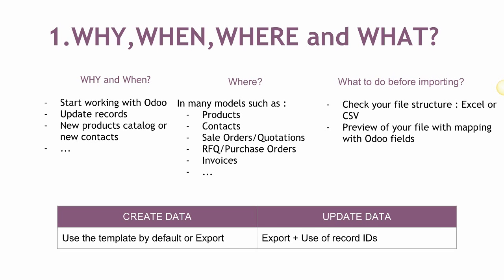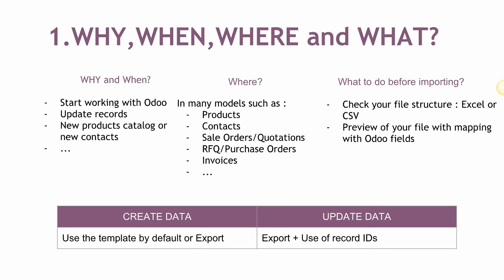What to do before importing? I think that's a tricky point because maybe you are working with an Excel file and you have a lot of data and you don't know how to structure your file. What I can suggest is this. For example, you want to import a product. You go to the product form in Odoo and you say, okay, which fields do I want to download or to import, and you just copy the name, price, vendor price, and so on.